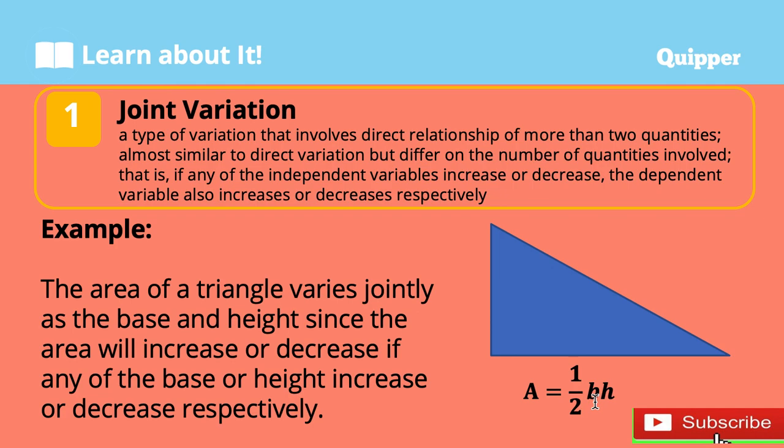The two independent variables here are the base and the height. Area is the dependent variable. The area will depend only on the measurement of the base and the height. If the base or height increase or decrease, the area will also increase or decrease.